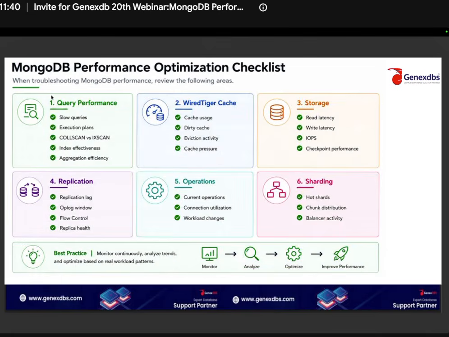Then the MongoDB performance optimization checklist. When troubleshooting these MongoDB performance issues, we have to review the following areas. In the query performance area, we have to check slow queries, execution plans, collection scan versus index scan, index effectiveness, aggregation efficiency. And in WiredTiger cache metrics, we have to check cache usage, dirty cache, eviction activity, cache pressure.